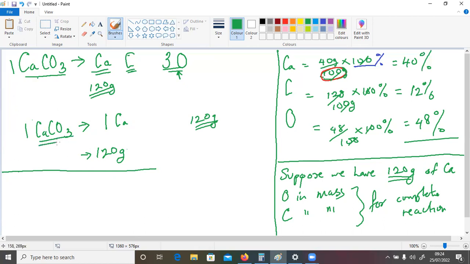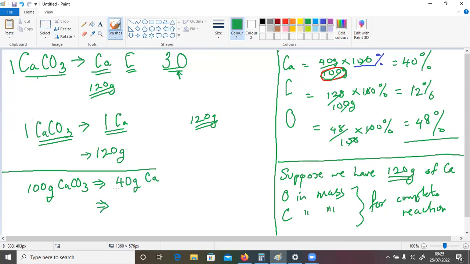I know the relative formula mass for this thing. This guy is 100 grams. 100 grams of calcium carbonate, or CaCO3, produces how many grams of calcium? It produces 40 grams of calcium.